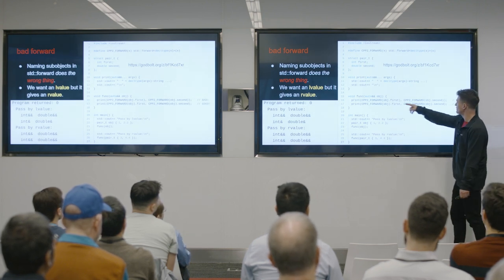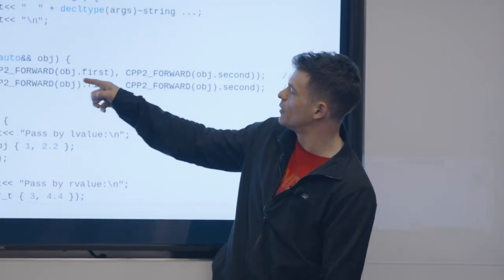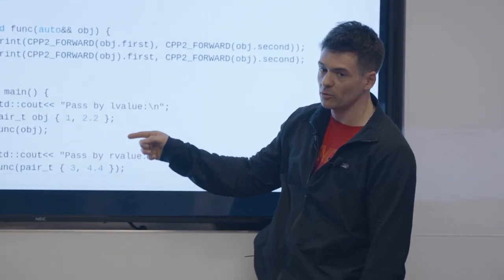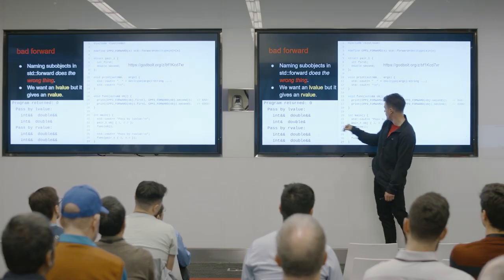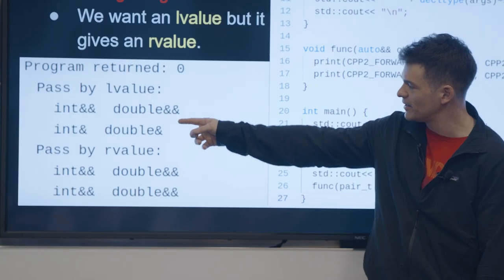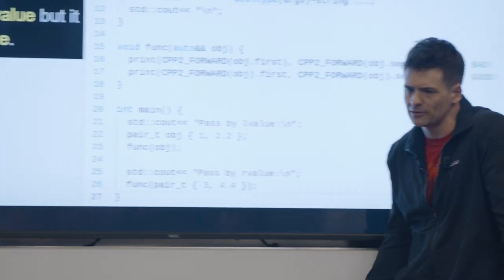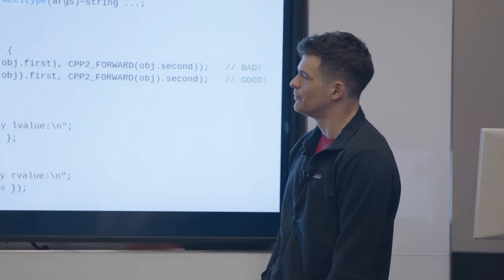If you do things like this, this is a forwarding parameter, right? If you try to forward a subobject, that's not going to work because it always gives you back an rvalue reference right here. We passed an lvalue and we'd expect it to forward lvalue subobjects, but it passed rvalue subobjects. That's because decltype mixed with forward is very peculiar. It's very easy to misuse.